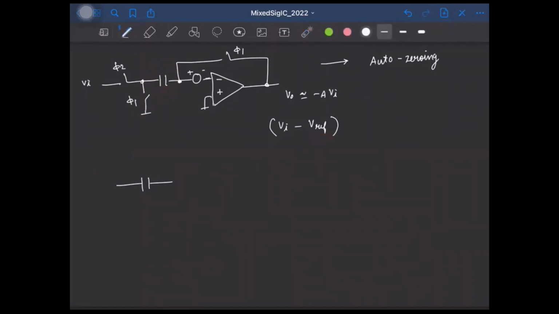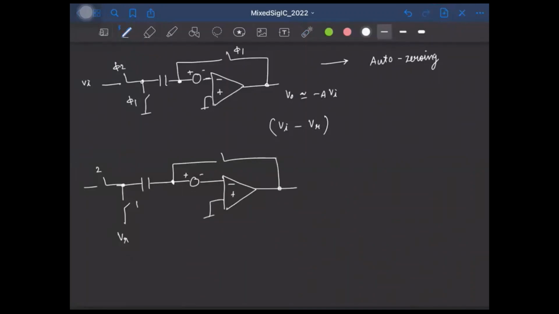So in the phase phi 1, where we are estimating the offset voltage and storing it, we can simply connect it to the required reference voltage. Yes, it can be the positive or the negative reference, so I'll just call it some VR. Here we want Vi minus VR. So this is phase phi 1, and during phase phi 2, this is the circuit.